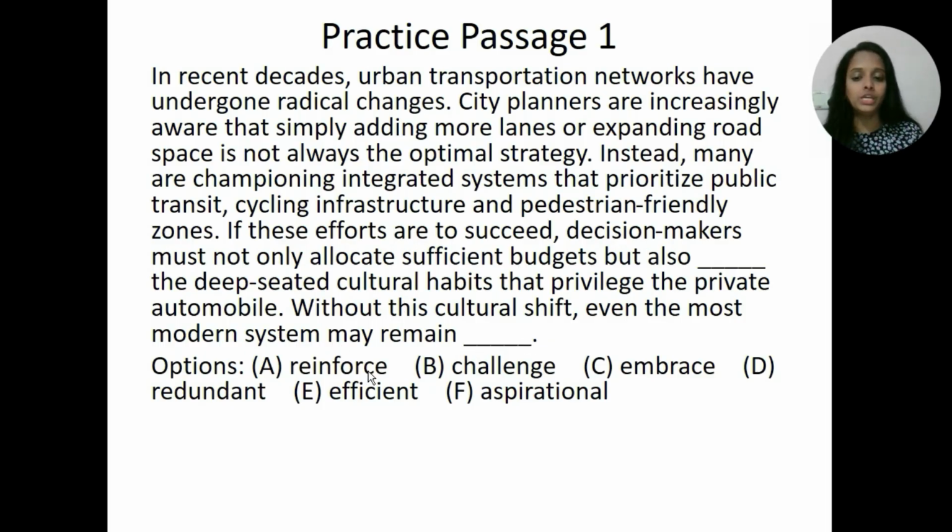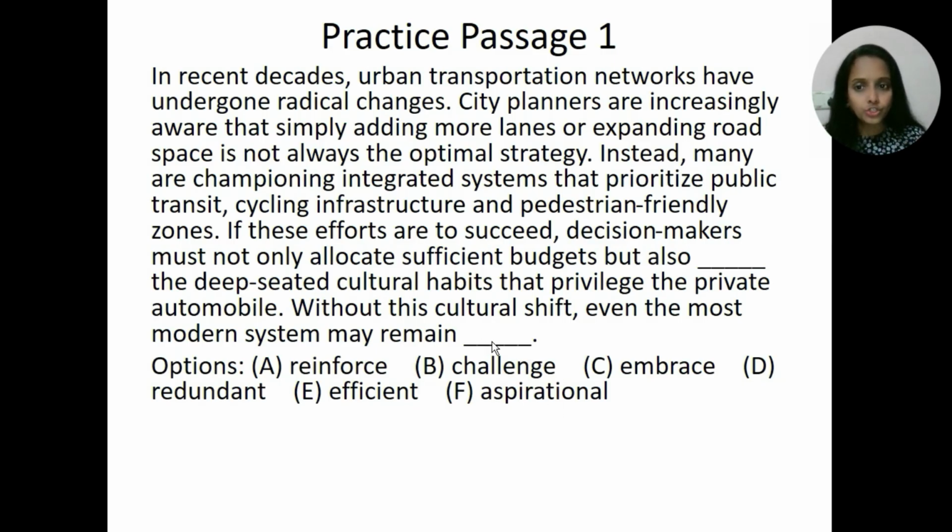Now the options are reinforce, challenge, embrace, redundant, efficient, aspirational. For the first one, blank one, but also dash deep-seated cultural habits. That means it needs a verb meaning, right? Something related to a question or a change. So option B, challenge, is the correct answer.